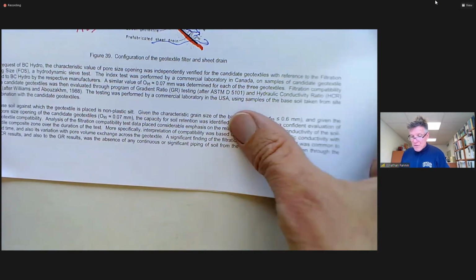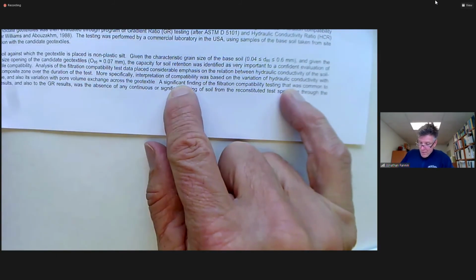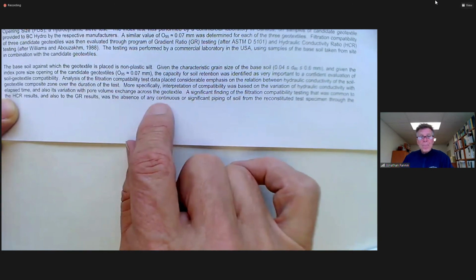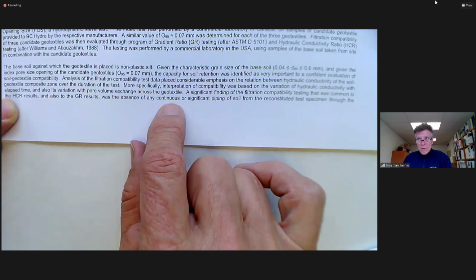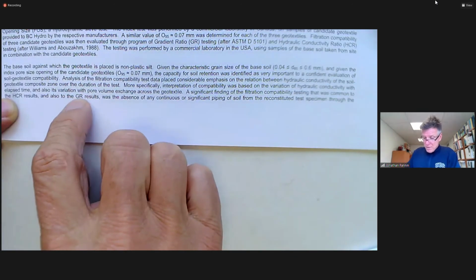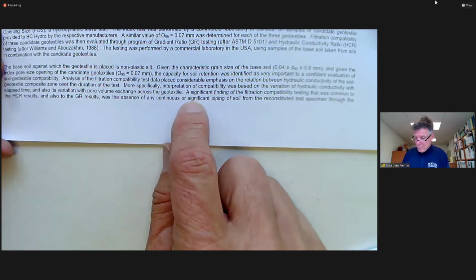A significant finding of Geosyntec's work was the absence of any piping of soil. That was our big concern, that this non-plastic soil, if it was filter incompatible, we would have piping through the geotextile. And neither the gradient ratio or the hydraulic conductivity ratio testing revealed that.